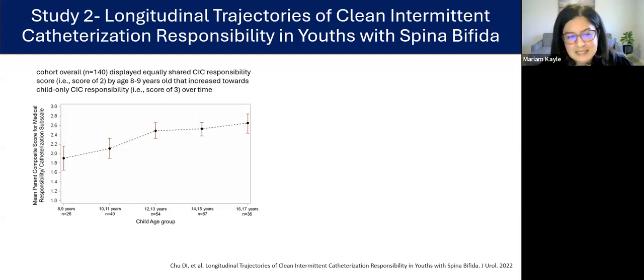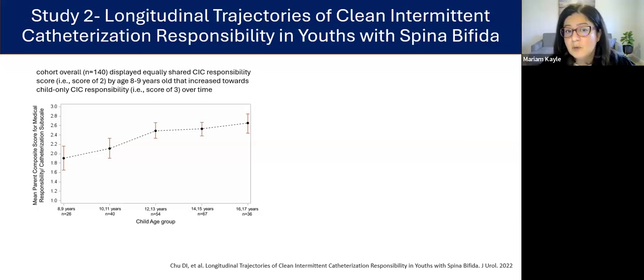And what you can see here, looking at the means again, is that in general, the patients, as they got older, took on more responsibility. That started at about age 8 and 9, with almost shared responsibility for catheterization at a score of 2, and increased over time, almost reaching 2.6 to 2.7, which is pretty much good independence.